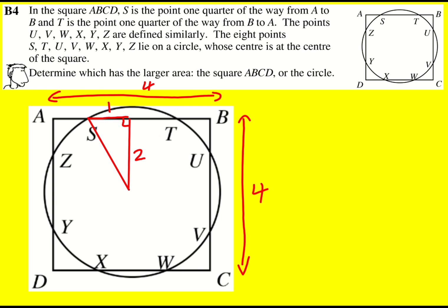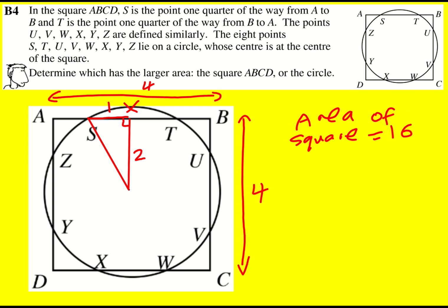Now that's why I went with 4, okay? You might not go straight for it. You might think, oh, I'll call it X, I'll call it 1. But once you identify that we need to divide it by 4 to get S, maybe I'll call this X, then it makes sense to use a multiple of 4. So the area of the square, therefore, would be 4 times 4, 16.